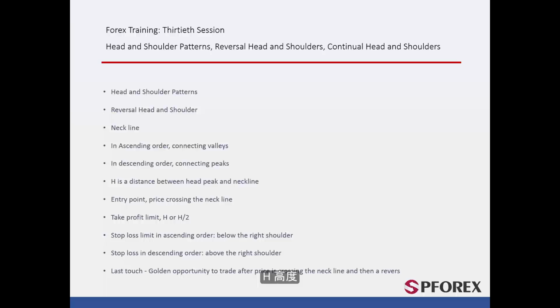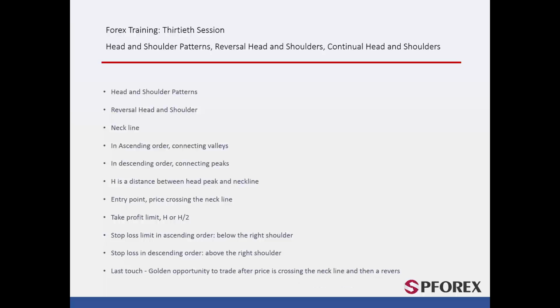H height. A vertical line between the head summit and neckline in a downtrend, or head bottom and neckline. Entry price. Order entry price is the point where the neckline crosses the market price. Take profit. Take profit equals H or half of the H value.